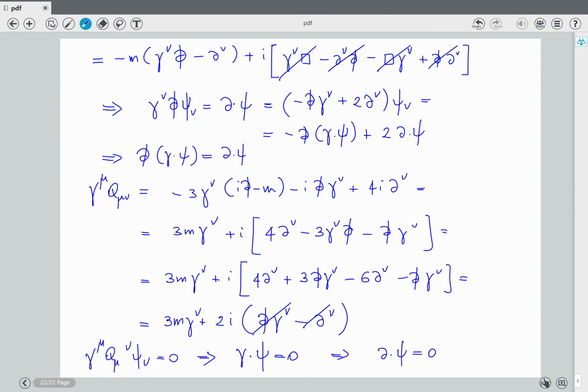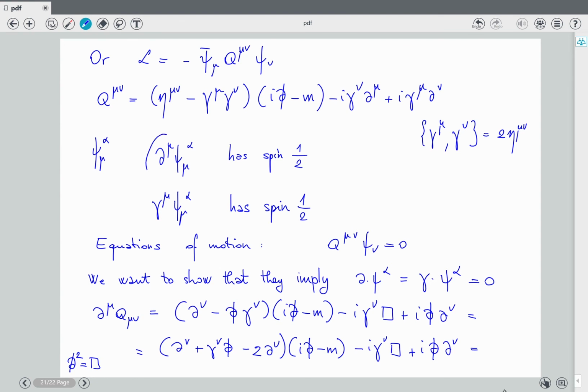So we have proved that this quadratic Lagrangian on shell does not propagate either of those two, and in the end it is the right action to propagate just the massive spin 3/2 field.